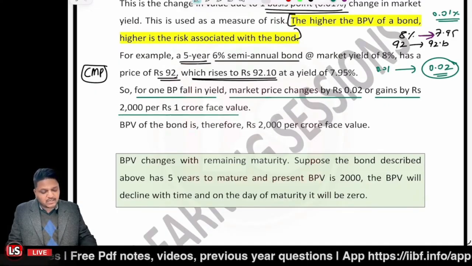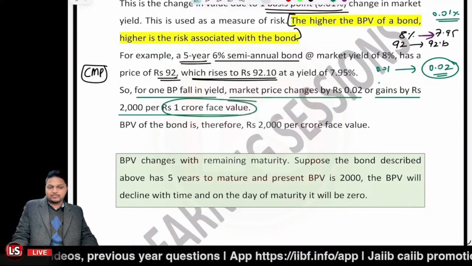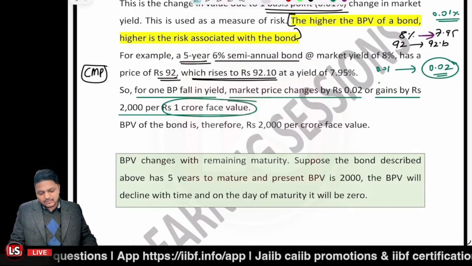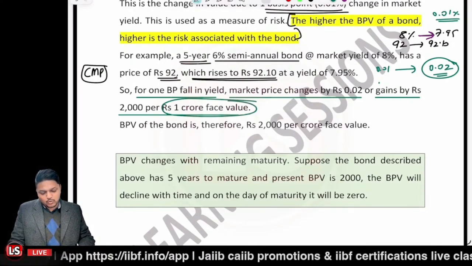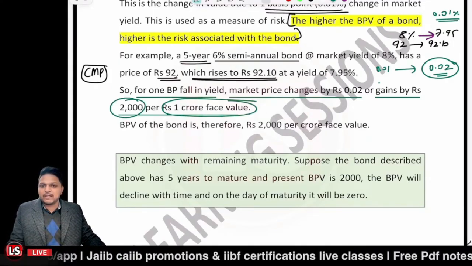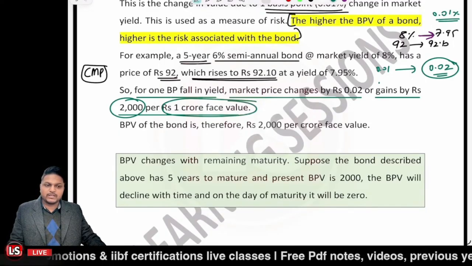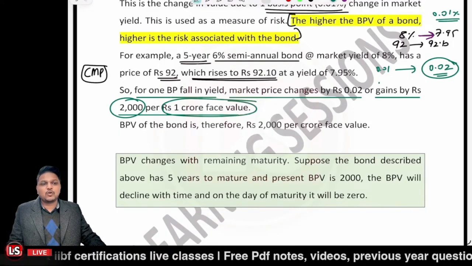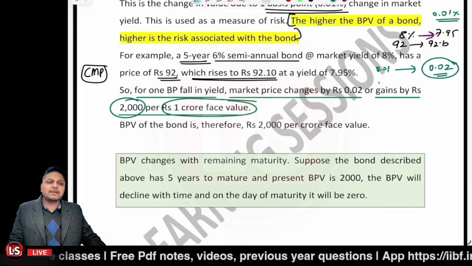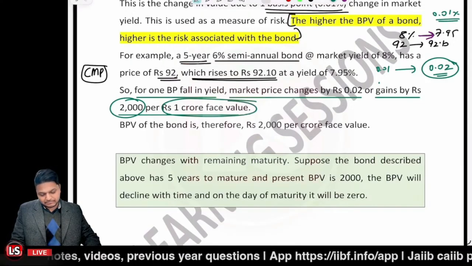So if we increase the face value to rupees 1 crore, then 0.01% would be related to what? It would be related to 2000 rupees, because for 1 basis point value, the change in the price of the bond is 0.02 rupees, right? So that's related to BPV. And BPV changes with the remaining maturity, right?